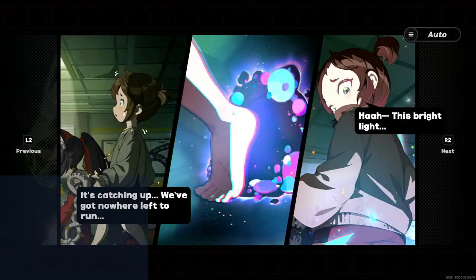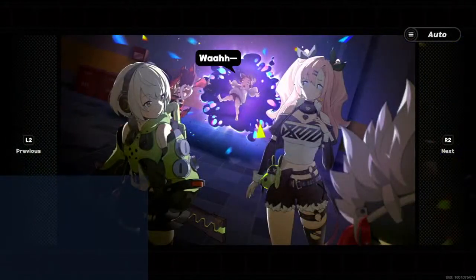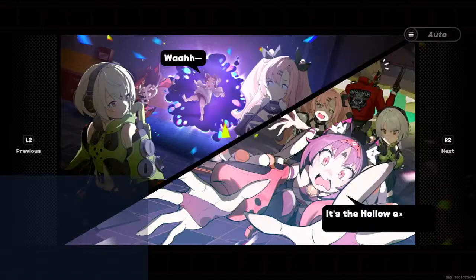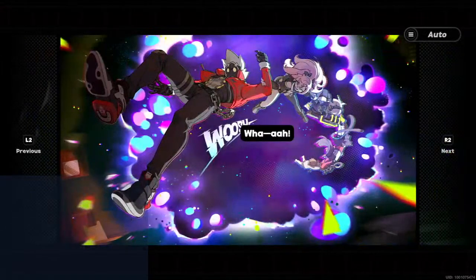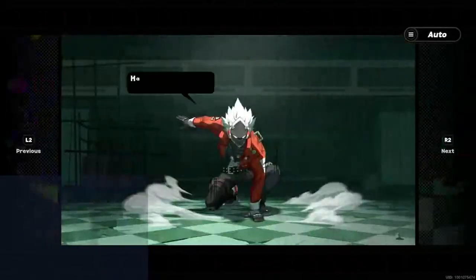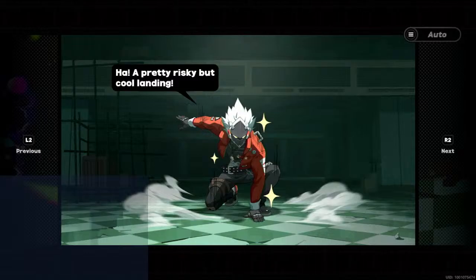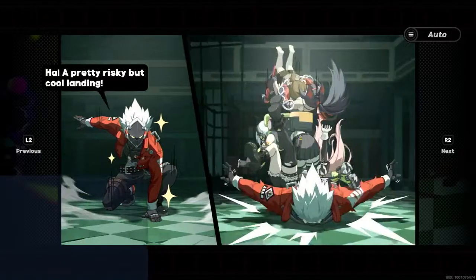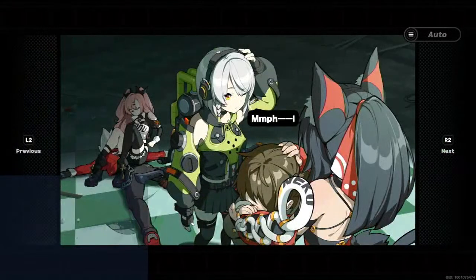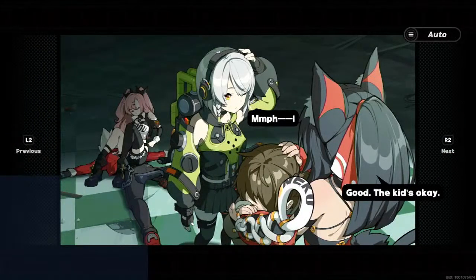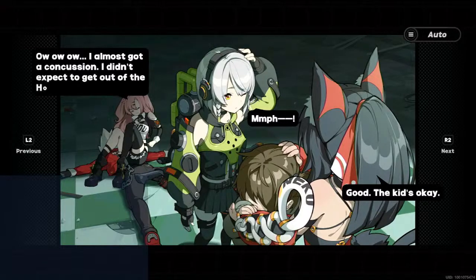Huh? This bright light. Ah! It's the Hollow exit. She fell outside. Pretty risky, but cool landing. Good. The kid's okay. I almost got a concussion. I didn't expect to get out of the hollow like this.